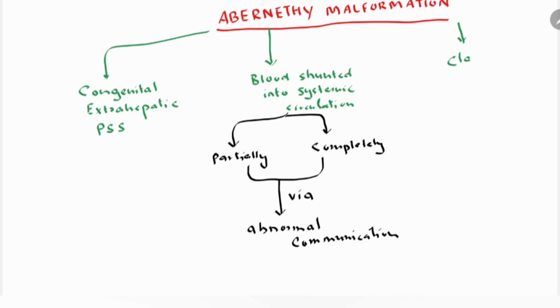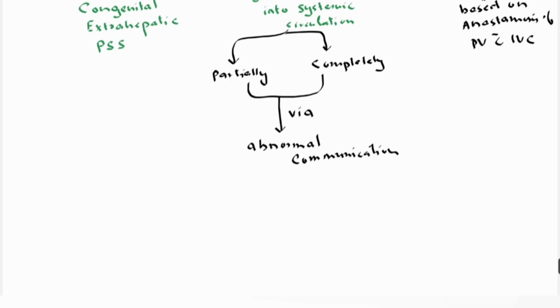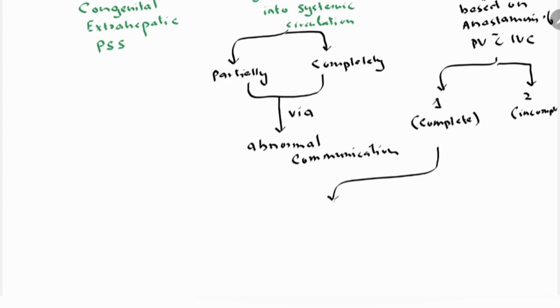The classification of Abernethy malformation is based on anastomosis of portal vein with inferior vena cava. Abernethy malformation is of two types, type 1 and type 2. Type 1 is complete Abernethy malformation in which you will not find portal vein and portal vein radicals, while type 2 is incomplete Abernethy malformation where you can see portal vein as well as portal venous radicals.